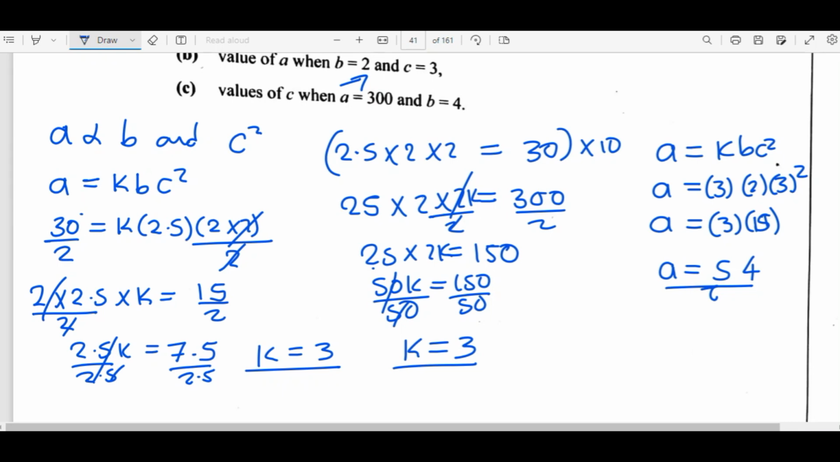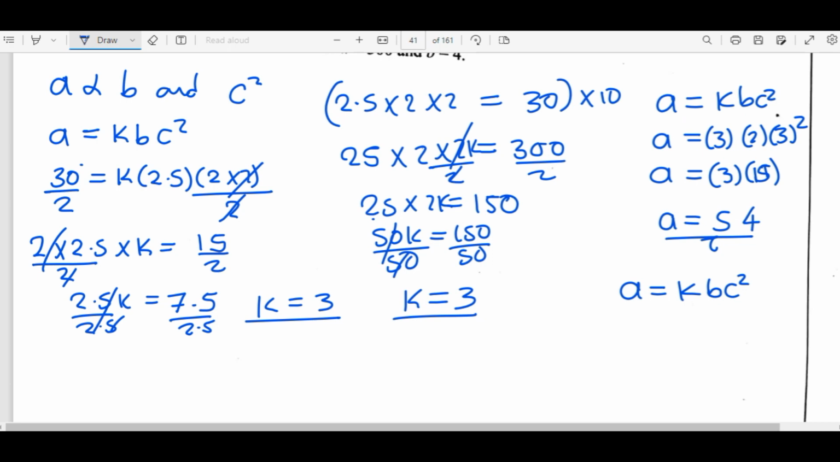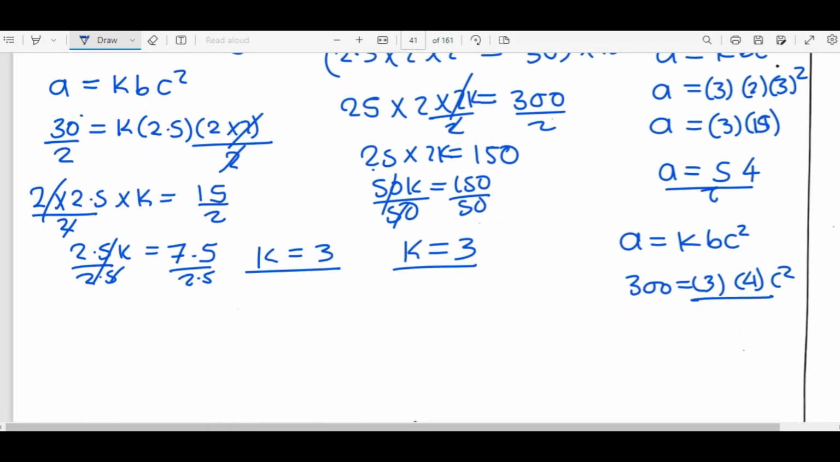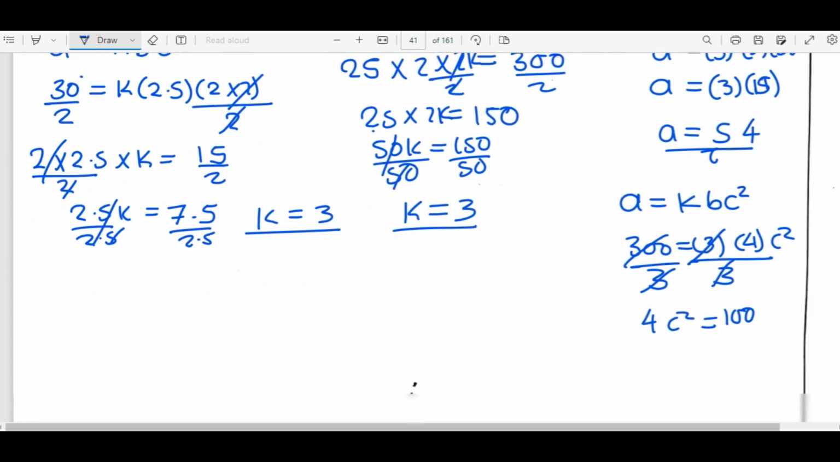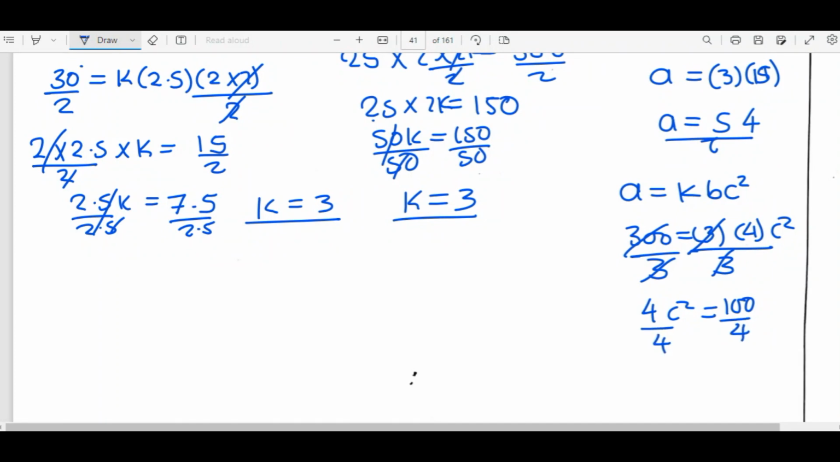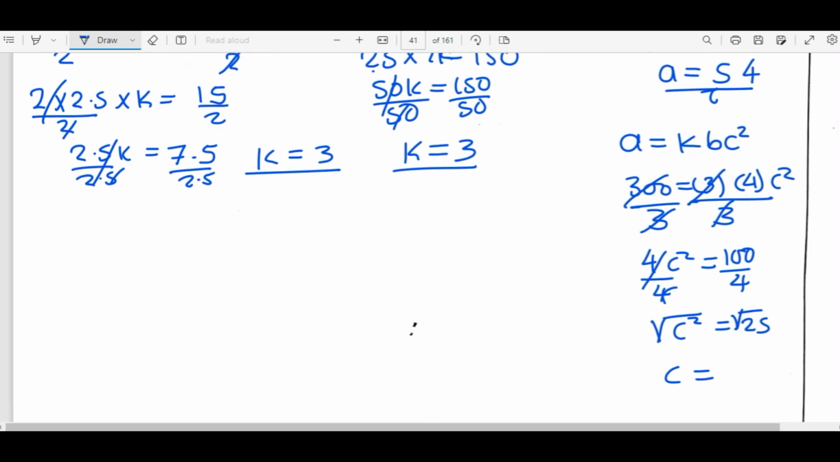Then question C, value of C when A is equal to 300 and B is equal to 4. So A is equal to K B C squared. What's our A? 300. What's our K? 3. What's our B? 4. Our target is to find C. So let's divide by 3, also 3. So that I have 4C squared is equal to 300 over 3 is 100. So we can divide by 4, also here by 4. So C squared is equal to 100 over 4 will give us 25. The square root will just be C is equal to plus or minus 5.